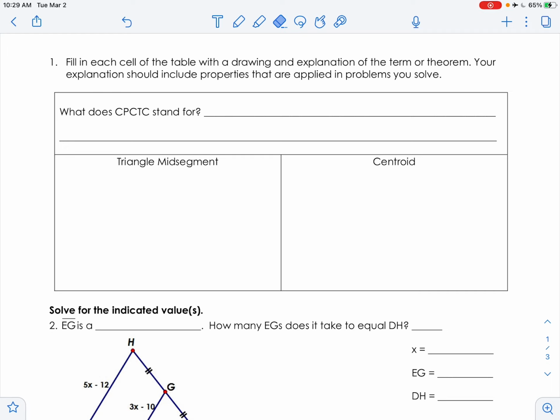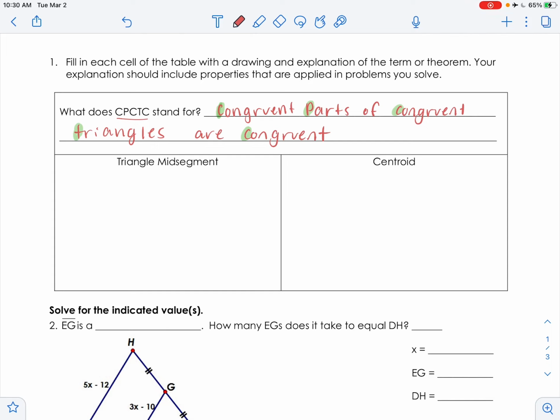So the first one says, what does CPCTC stand for? If you remember, CPCTC stands for congruent parts of congruent triangles are congruent. And that is where C, P, C, T, C comes from.